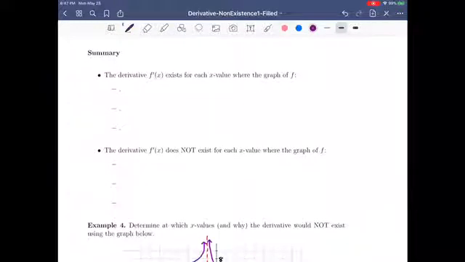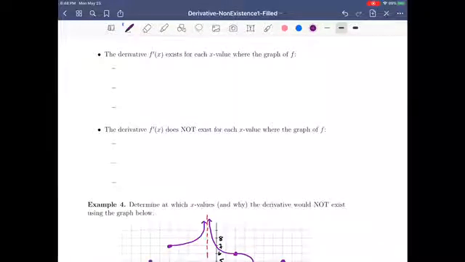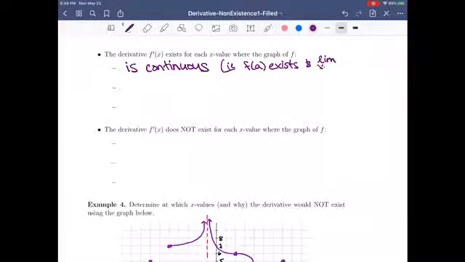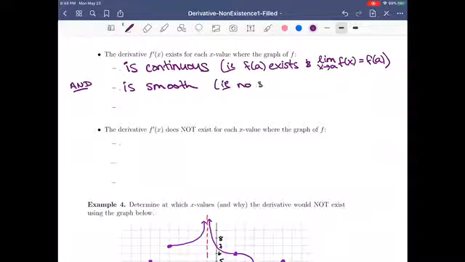So, as a summary, the derivative f prime of x exists at each x value where f is continuous. That means f of our point A exists, and the limit as x goes to A of f of x is also f of A, so that's what it means to be continuous. So it's in the domain and it's continuous. And then we say it is smooth. What we mean by smooth is there's no sharp turn or corner. So it's nice and fluid to draw, and it does not have a vertical tangent line.